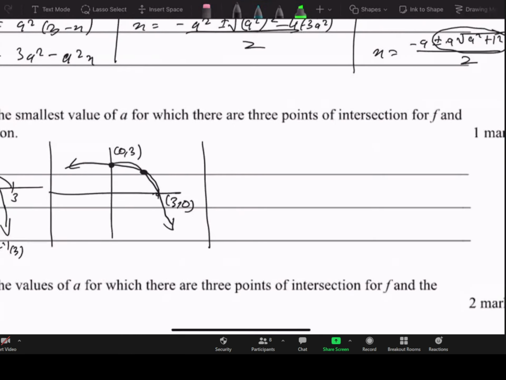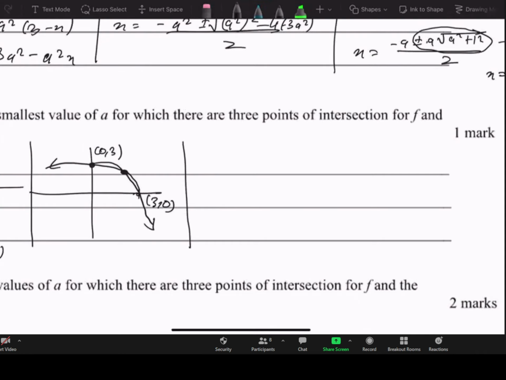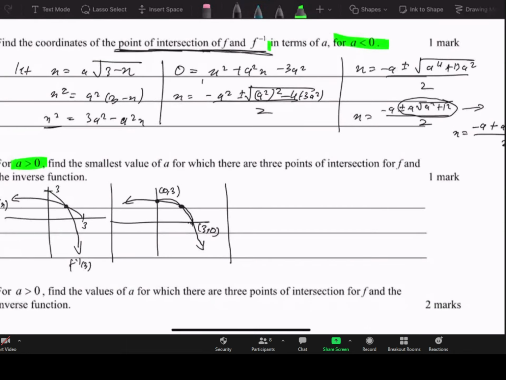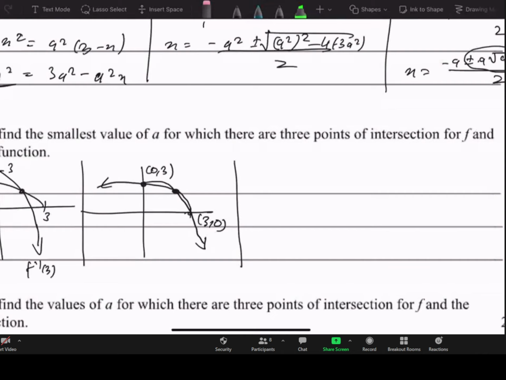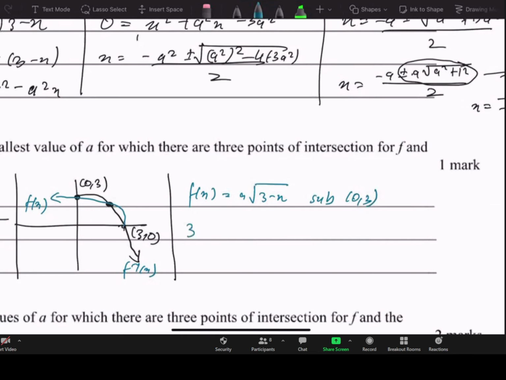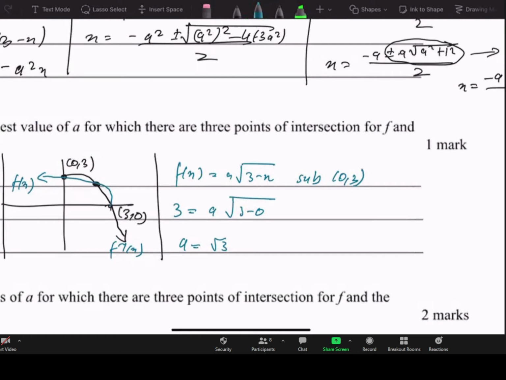So you have 3 things that you know. One of them is that you can sub in. Wait, let me label the graphs properly. Maybe I should do them in a different color. So this is f(x) and this is f inverse x. We know that f(x) is a square root of 3 minus x, so it has to go through the point (0, 3) for this to happen. So 3 equals a square root of 3 minus 0. So we have our first a value, a equals square root 3.